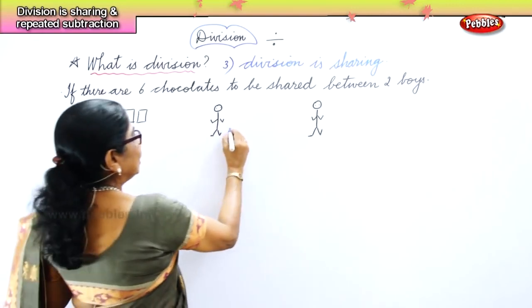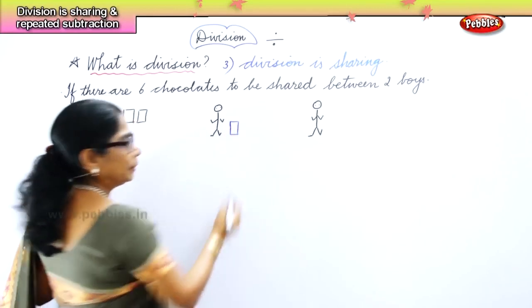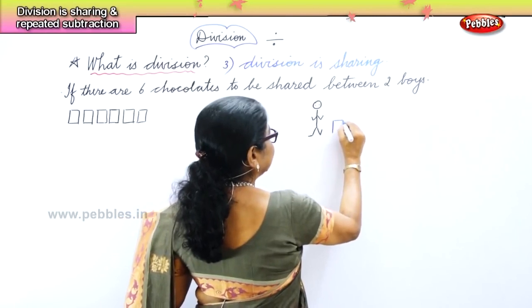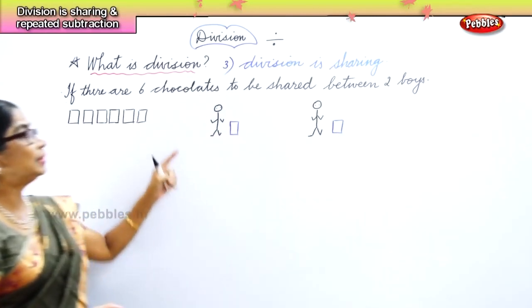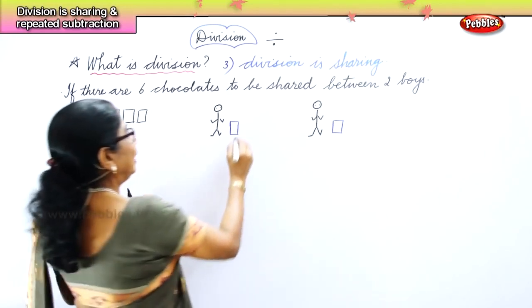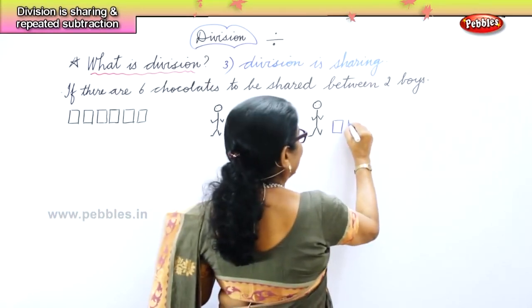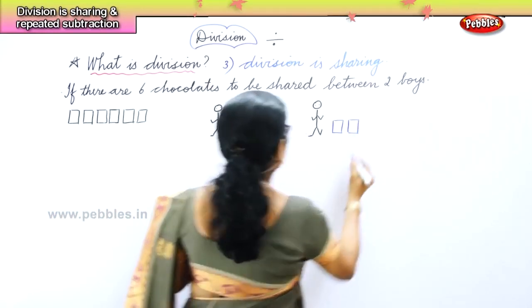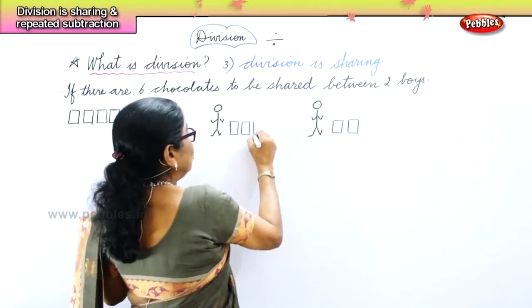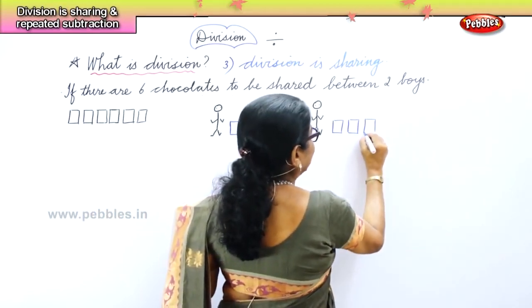We give first 1 slab of chocolate to the first boy. Then we give 1 to the other boy. So 2 are gone. We said division is sharing equally. Then we give another 1 to this boy. Then we give another 1 to this boy. Okay, so you get 2 and 2, 4. There's 2 more left. So we give another 2 pieces. 1 piece to one boy, another slab of piece to another boy.